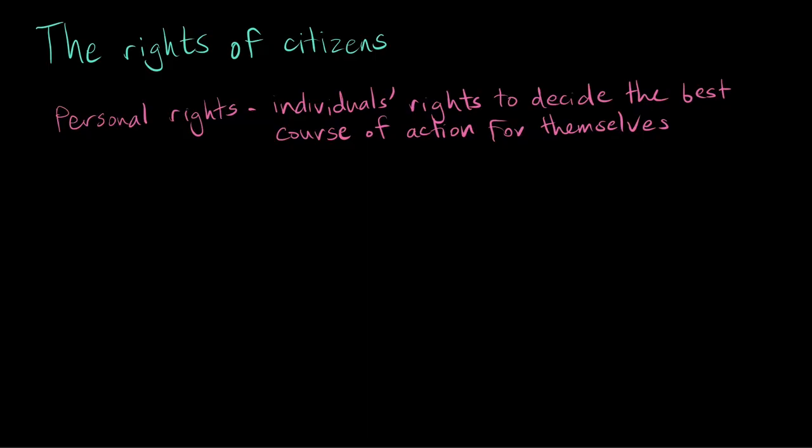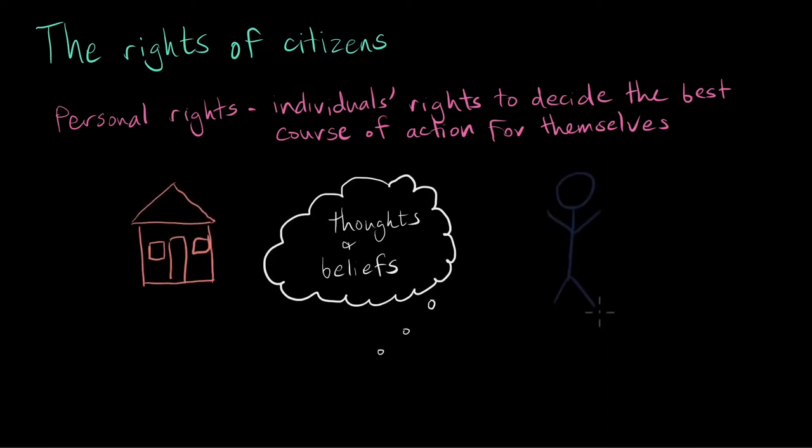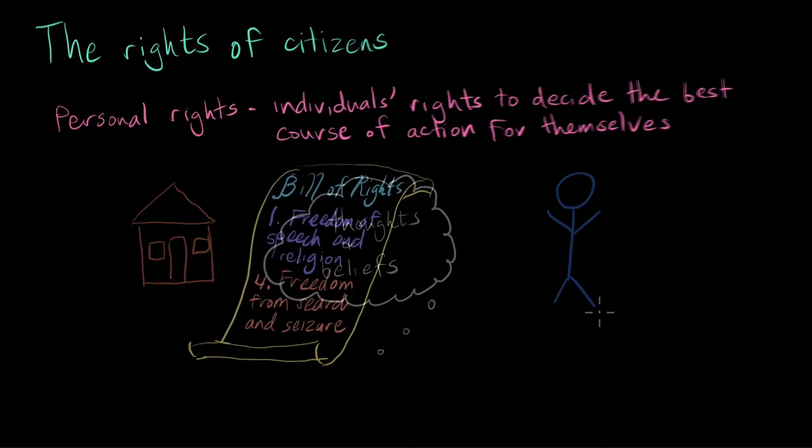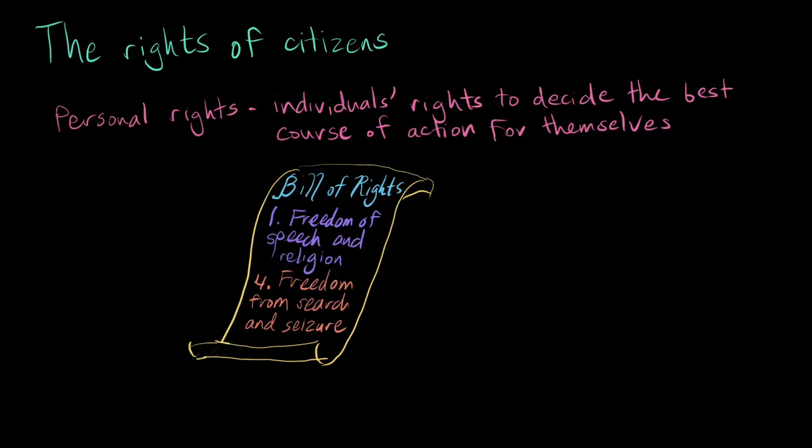Personal rights define the ways that you should be free from government interference in your private life, your home, your mind, and your body. You'll recognize some of them from the Bill of Rights, particularly the First Amendment, which protects freedom of speech and religion, and the Fourth Amendment, which protects the right of the people to be secure in their persons, houses, papers, and effects against unreasonable searches and seizures.